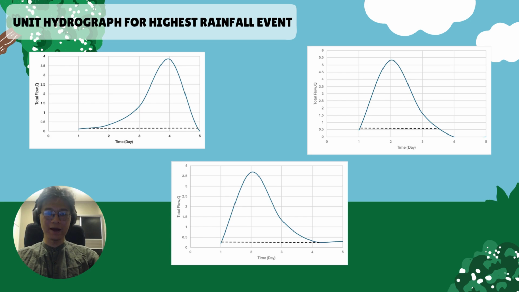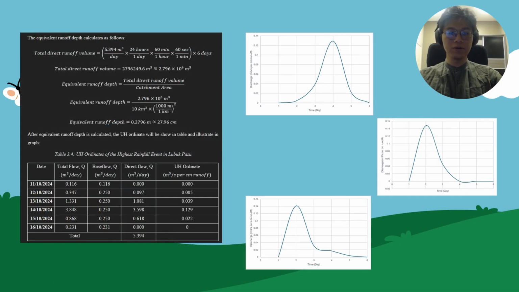After finding the hydrograph for the highest rainfall event in each of the 3 stations, we use the straight line method to separate the base flow and the upper flow. After using the straight line method to separate the base flow, we use the formula to find the UH ordinates, and then we make a graph for each of the 3 stations.